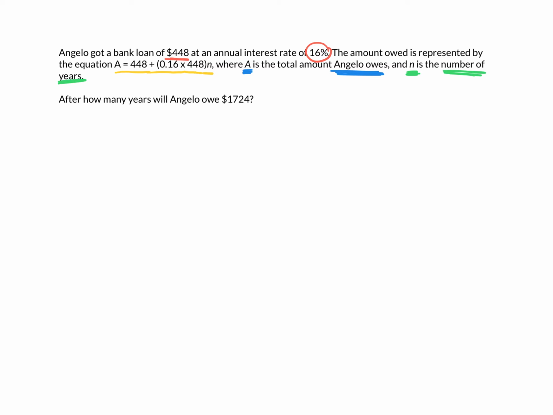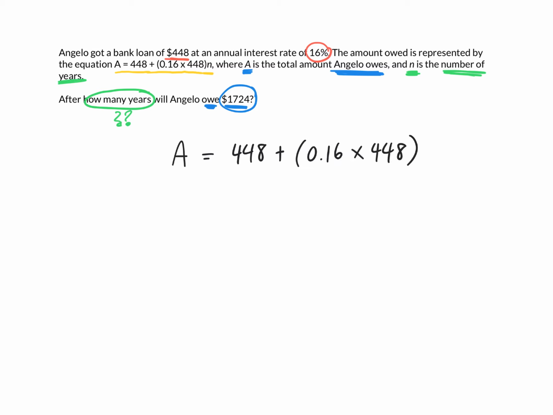So let's figure out what the question is asking us. It says, after how many years, this is what we need to figure out, will Angelo owe $1,724? So we have to figure out where we are going to put this number. So let's write out the equation. A equals 448 plus 0.16 times 448 times n.